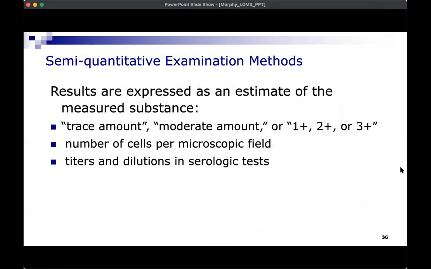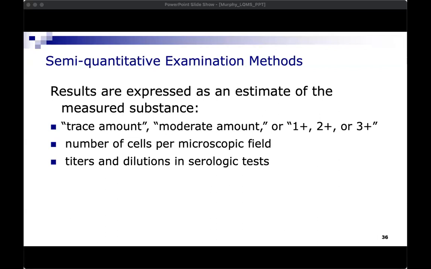And then finally, we have semi-quantitative methods. These are similar to qualitative examination in that the results are not expressed in quantitative terms. But the difference is that the results of these tests are expressed as an estimate of how much of the measured substance is present. So results might be expressed in terms such as trace or moderate or 1+, 2+, 3+.